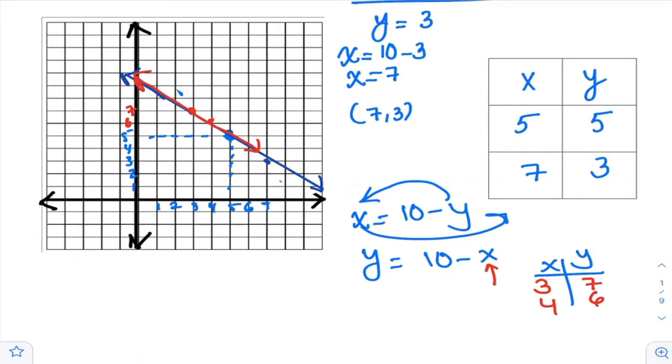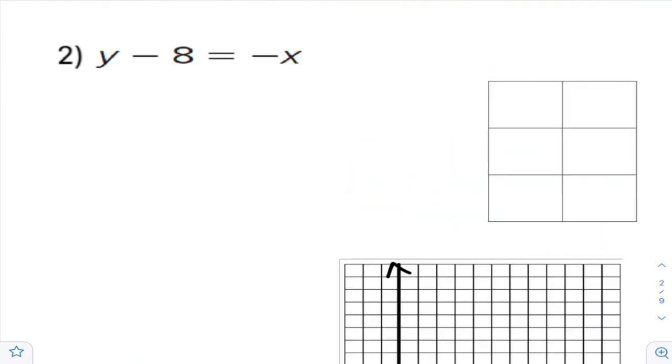Let's take another example. Now, as you see here, none of the variables are solved for on its own side.